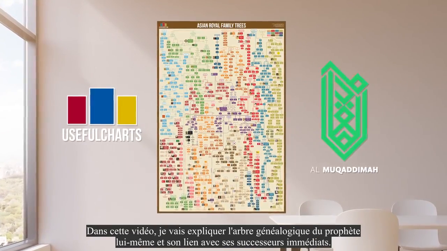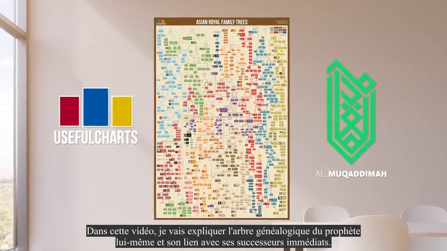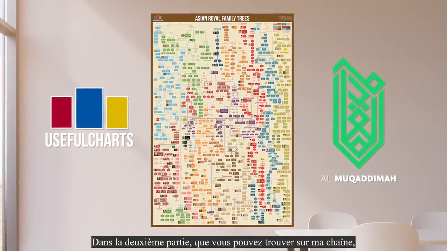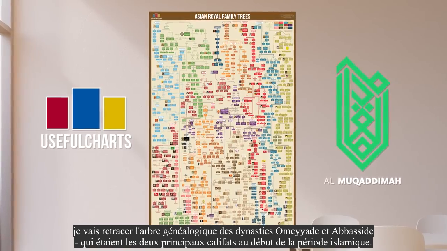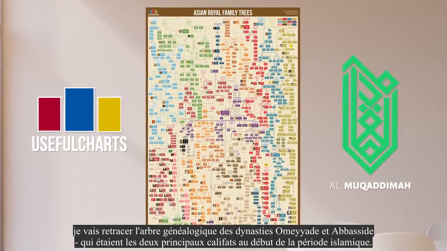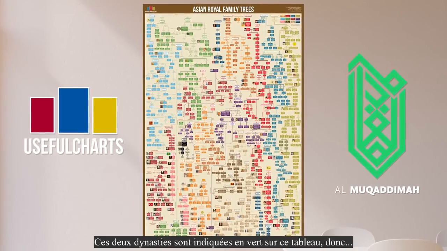In this video, I'll be explaining the family tree of the Prophet himself and his connection to his immediate successors. In part 2, which can be found on my channel, I'll be tracing the family tree of the Umayyad and Abbasid dynasties, which were the two main caliphates during the early Islamic period. Both of these dynasties are shown on this chart in green.